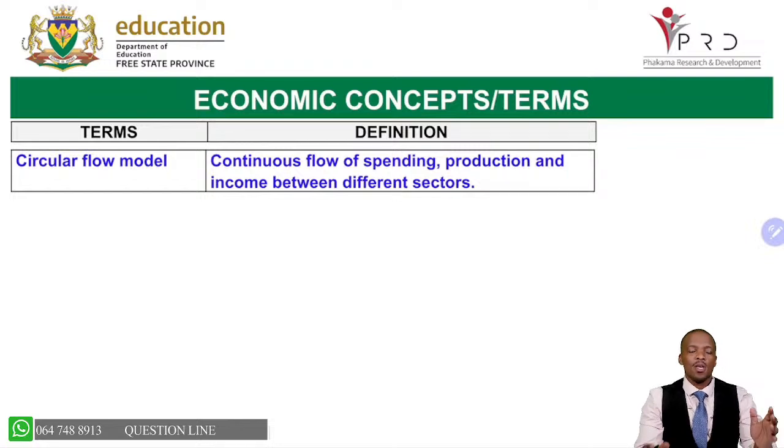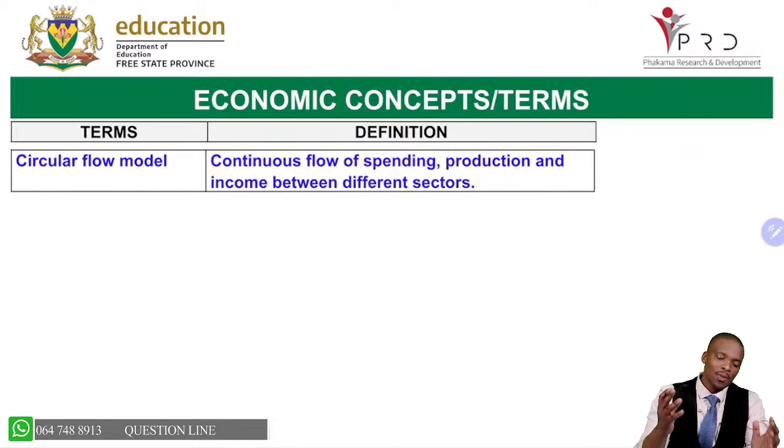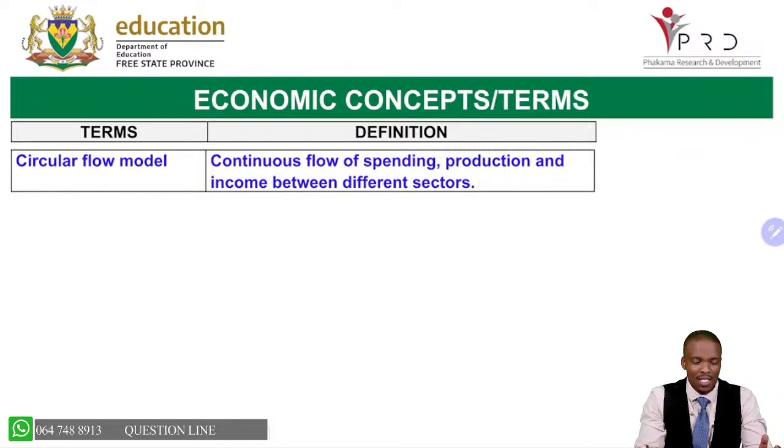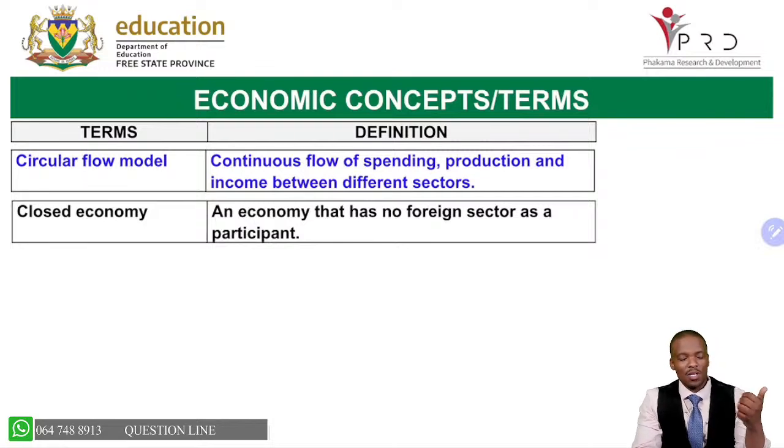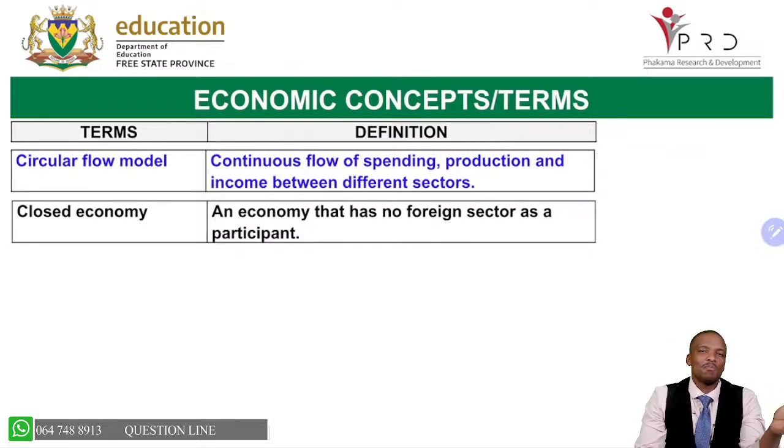Okay, this circular flow model is a continuous flow of spending, production, and income between different sectors, or you can say between different participants. Then you will also be asked to say, what are those different participants in the circular flow? Now you'll be saying this with me. Those participants are the households, which are the primary participants, followed by firms and government, as well as the foreign sector, if we're talking about the four-sector model.